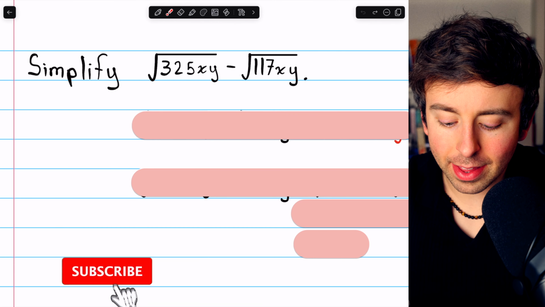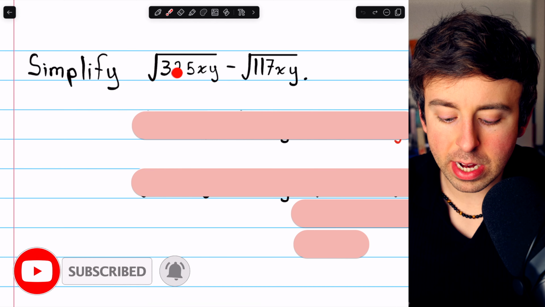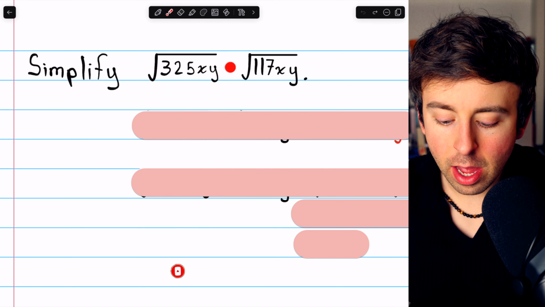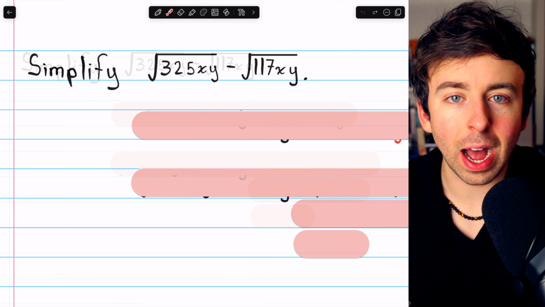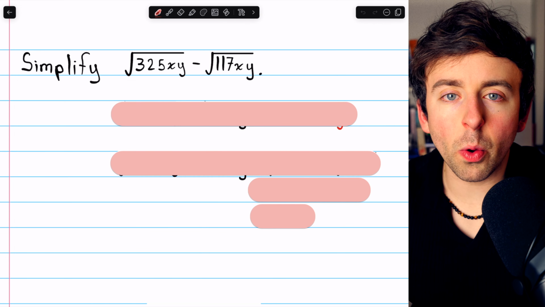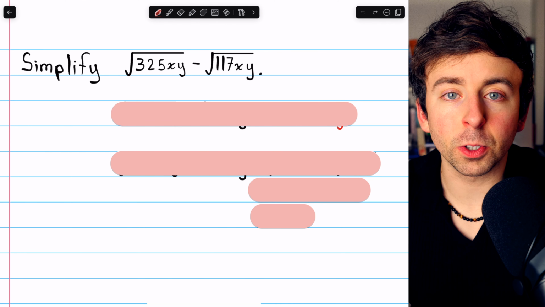Let's simplify this difference of radical terms. The square root of 325xy minus the square root of 117xy. With some simplification, we're going to be able to write this expression as one radical term.